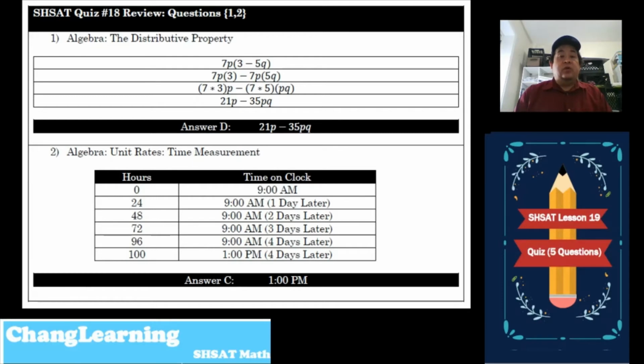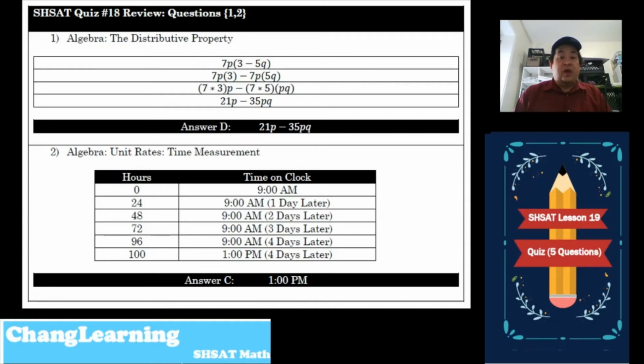So starting at time 0, the time on the clock was 9 a.m. One day later, or 24 hours later, it'll be 9 a.m. again. Adding 48 hours, it will be 9 a.m. again 2 days later. Adding another 24, after 72 hours, it'll be the same time on the clock. Adding another 24 hours, after 96 hours, the turkey will still be frozen at 9 a.m., and we'll need 4 more hours.